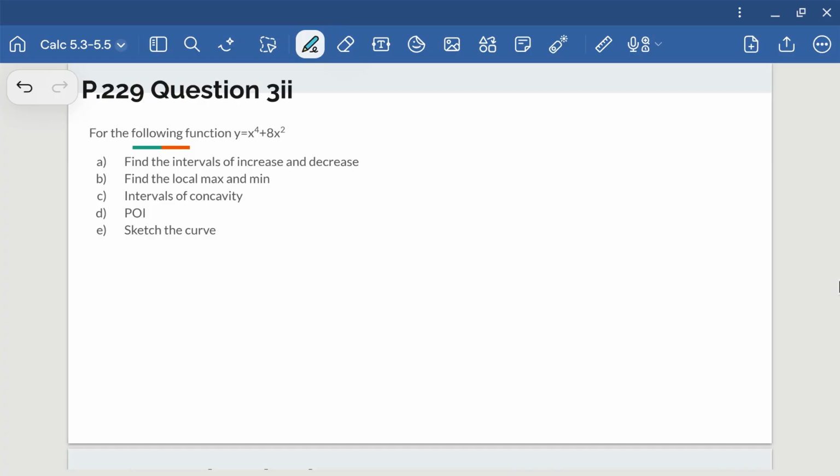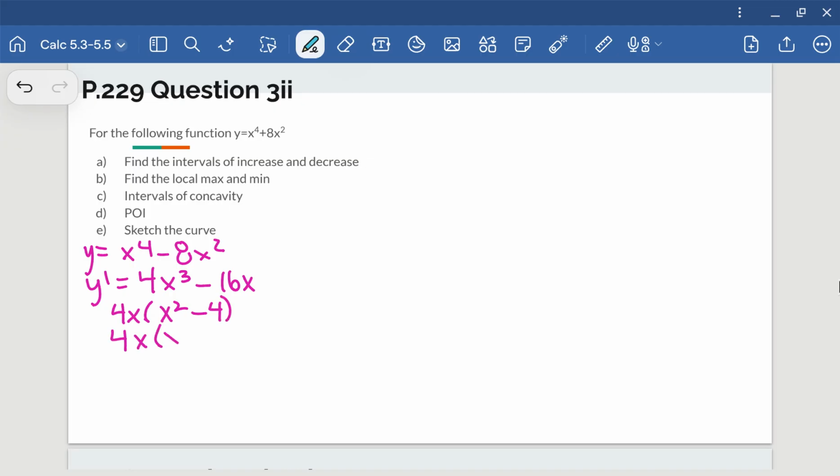and then we want to sketch it. So to start this off, if I looked at y equals x to the power 4 minus 8x squared, I want my first derivative to start. So I'll have 4x cubed minus 16x. If I factor out a 4 and an x, I get x squared minus 4, which I can factor further to 4x times (x minus 2) and (x plus 2). So my critical numbers here are going to be 0, positive 2, and negative 2.